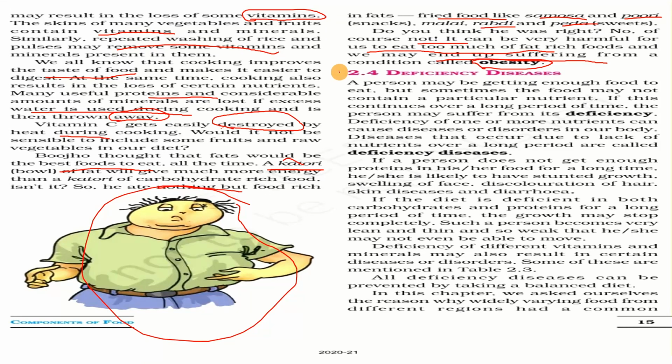Moving towards 2.4, deficiency diseases. By eating you can get some diseases, and by not eating properly you can also get a disease. It's called a deficiency disease. A person may be getting enough food to eat, but sometimes the food may not contain particular nutrients. You are having some food, but that food does not contain any nutrients. So eat carbohydrates, proteins, and all types of nutrients. It's healthy for your body.